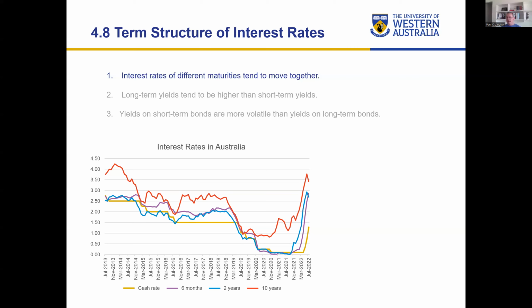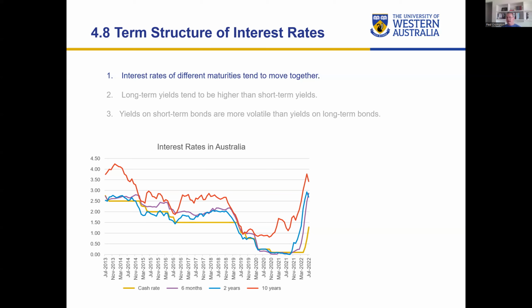That's what I would normally expect. I would expect the cash rate to have the lowest annualized interest rate, then the 6-month rate to have the next lowest, then the 2-year rate to have the next lowest, and the 10-year rate to have the highest. And in fact, if we had the 30-year interest rate on this graph, then in April 2022, it was probably up here at about 4.2%, something like that. So long-term yields tend to be higher than short-term yields. It's exactly what we're seeing there.